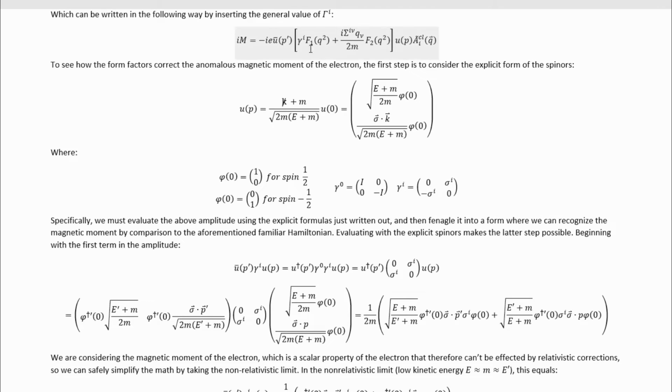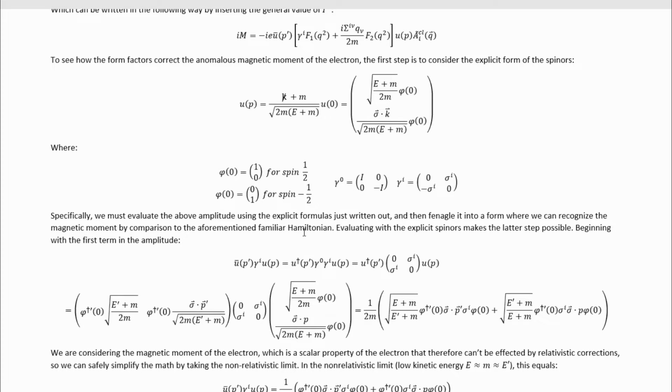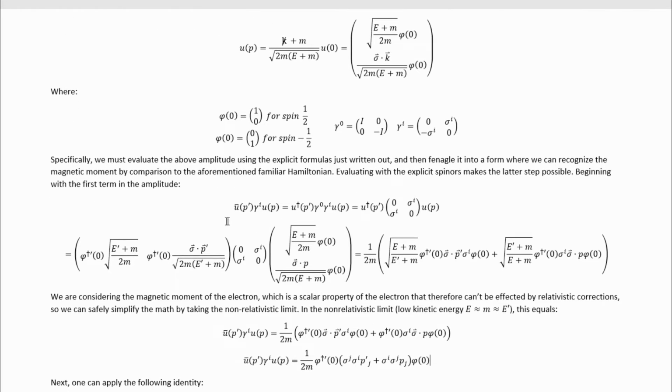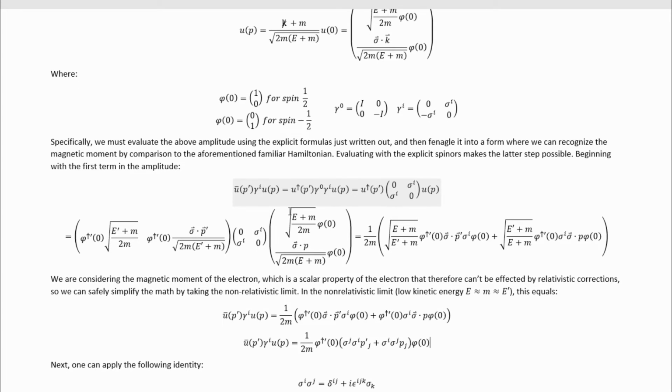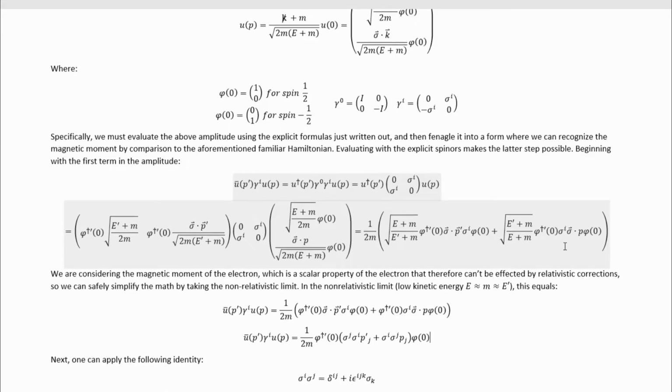Beginning with the first term in the amplitude, we see that this is just a scalar and it's just going to multiply whatever we ultimately manipulate this into, so it's not really of interest. The rest of the first term is something we expect to be interesting when we stick the spinors in. So if we start with this quantity here, remember the form of U bar, and then insert all of the gamma matrices, we get to here. Then we can insert the form of the spinors and multiply it all out, which gets us here.